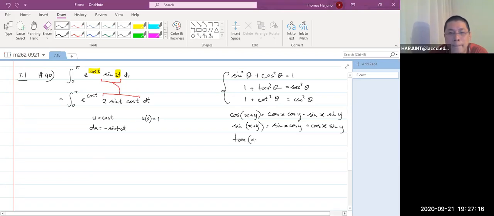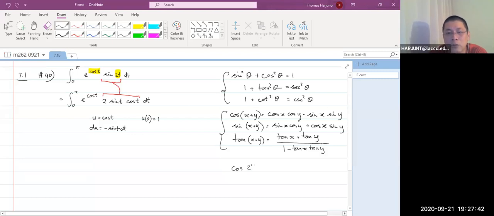Tangent sum is sum of tangents over 1 minus tangent tangent. Okay, that's the addition formula. Implied subtraction formula. Now, double angle formula.